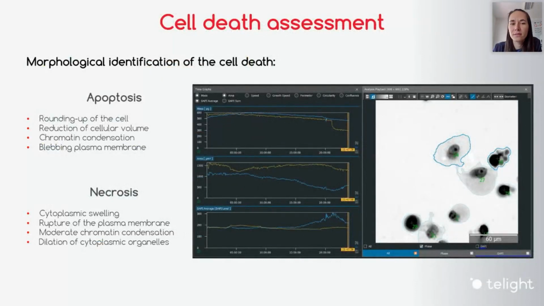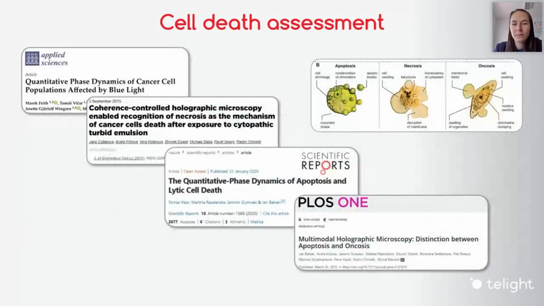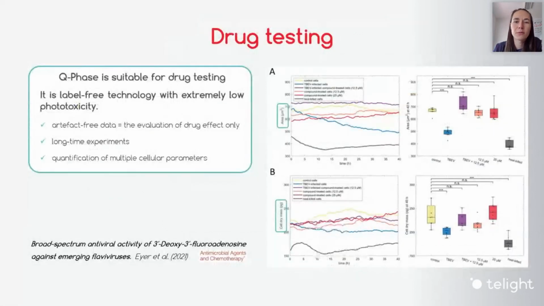And when you have the time graphs for every cell in the population, you can easily distinguish these two types of cell death, and you can also set the exact moments when the cell death happened. So you can study, for example, induction of cell death by different drugs. And we are quite proud that researchers here at Masaryk University in the Czech Republic are using Q-Phase for exactly this research, and they're also combining this with machine learning, so they will be able to recognize different types of cell death automatically.